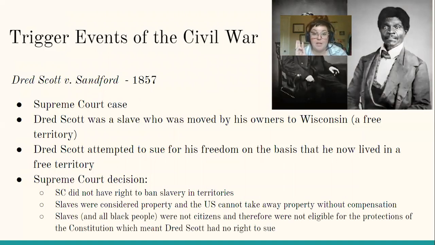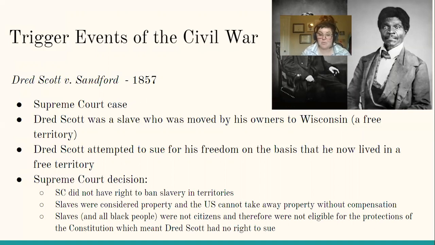And three, slaves and all Black people were not citizens and therefore were not eligible for the protections of the Constitution, which meant that Dred Scott had no right to sue. So even if slaves moved to free territories, they had no right to the protections of the Constitution and no way to argue for their freedoms, right?